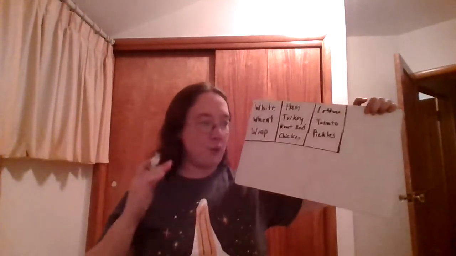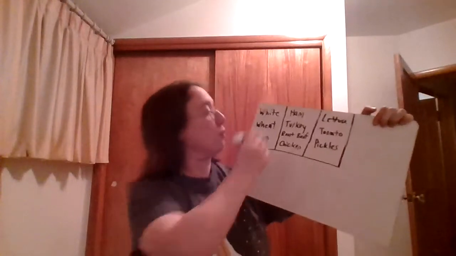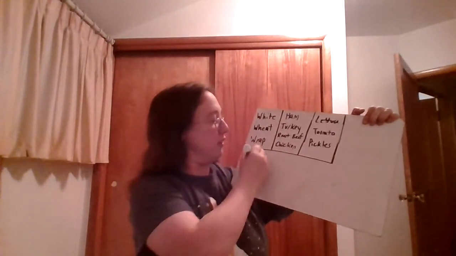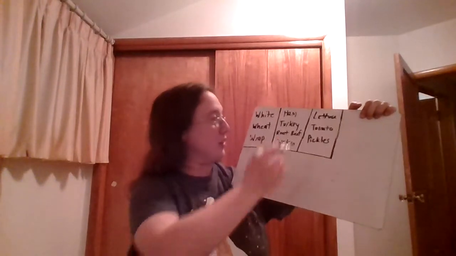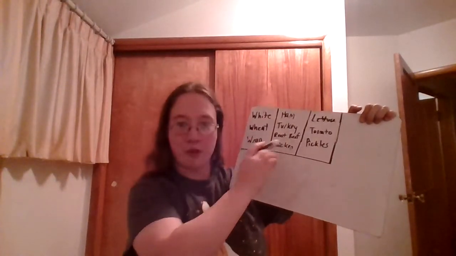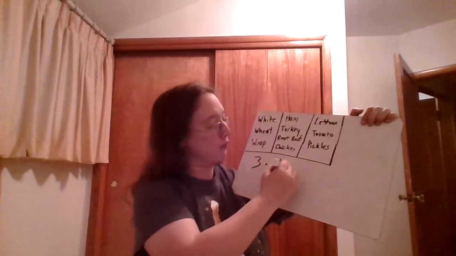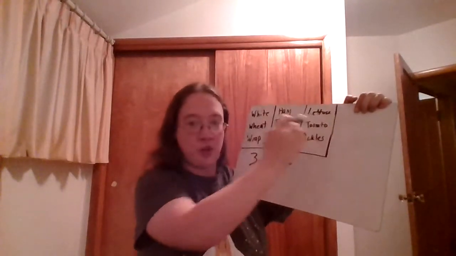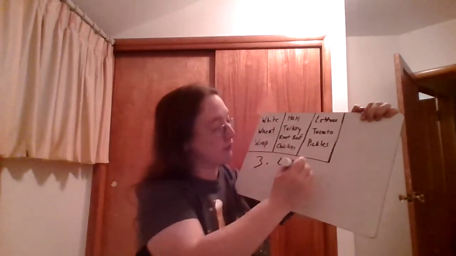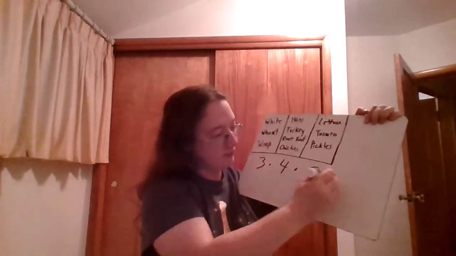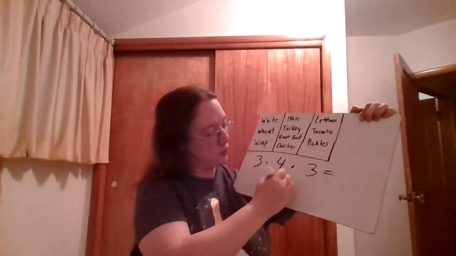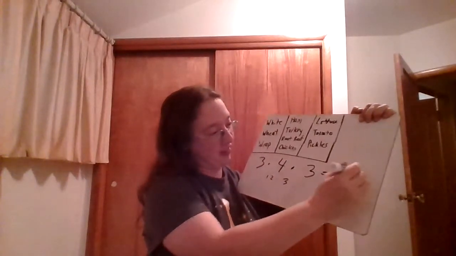So if we want to know how many different things we could have, we're going to have either white, wheat, or a wrap. That's 3 things. And we could have either ham, turkey, roast beef, or chicken. That's 4 things. And we could either have lettuce, tomato, or pickles. That's 3 things. And we could just multiply. So 3 times 4 is 12. 12 times 3 is 36.